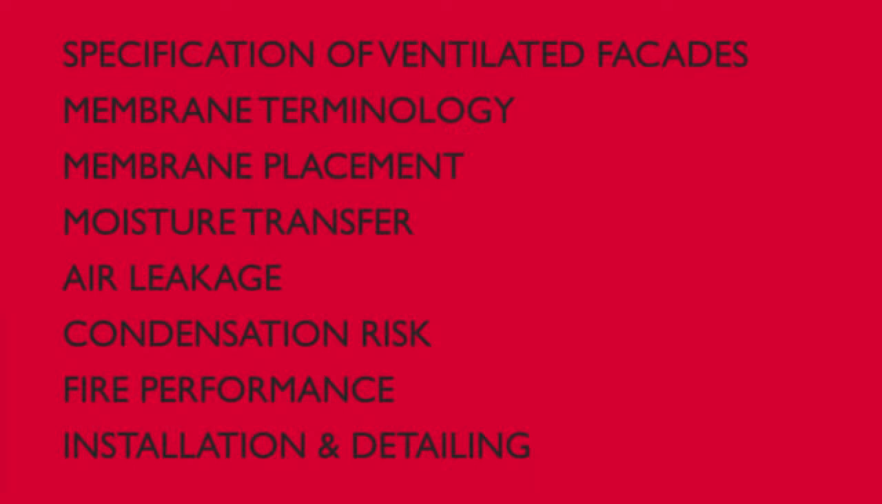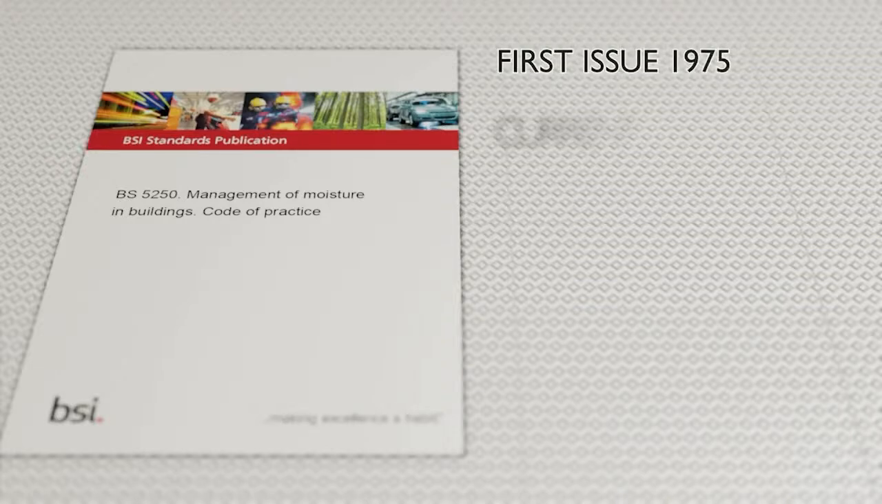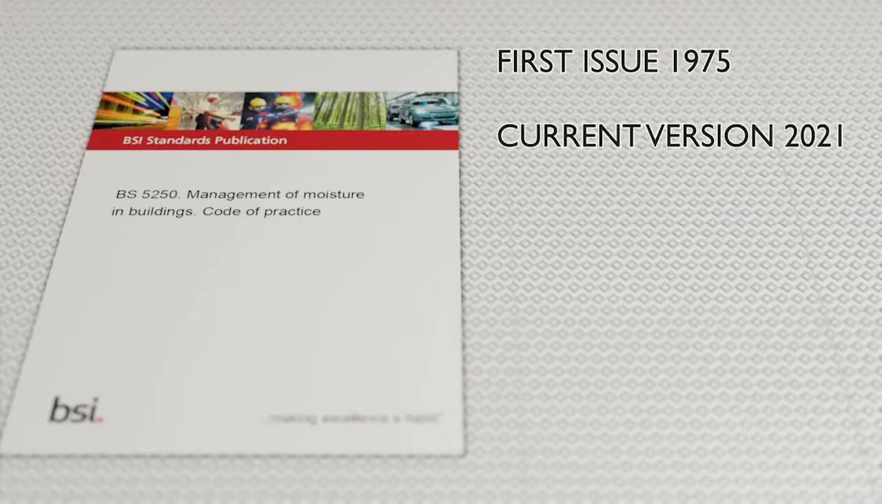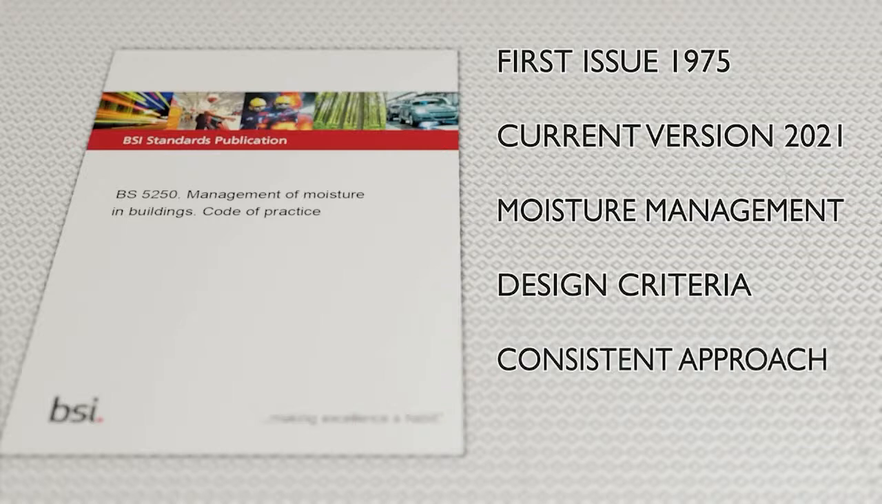The building regulations across the UK and Ireland reference the guidance given in the BS 5250 Code of Practice. First issued in 1975 and most recently updated in 2021, this document now deals with the management of all forms of moisture in the building envelope, not just condensation. It serves to identify and explain important design criteria and specifies a detailed and consistent approach to hydrothermal design and associated data.